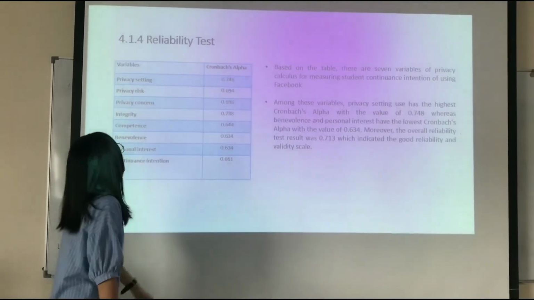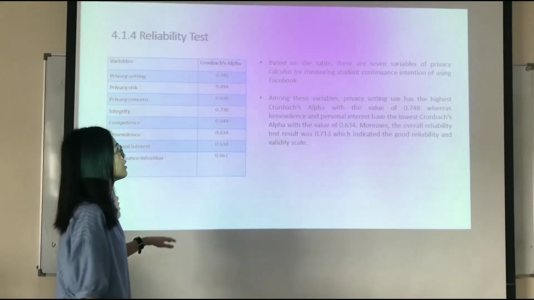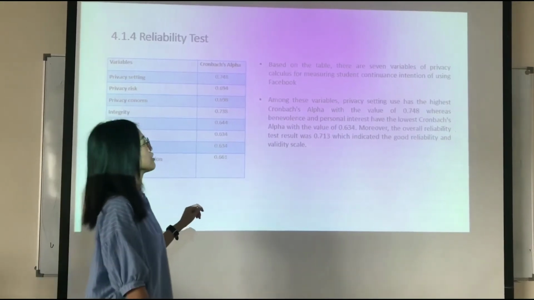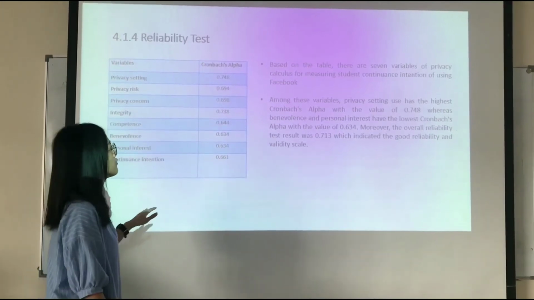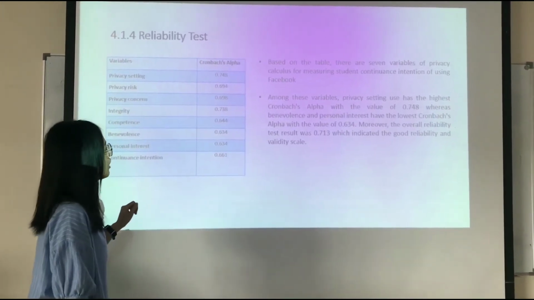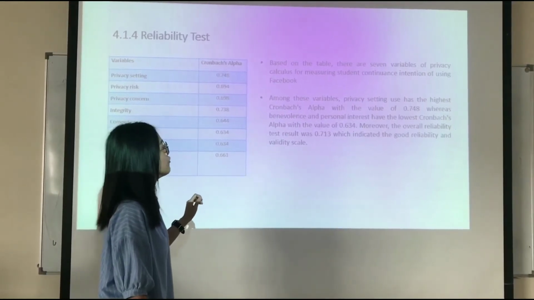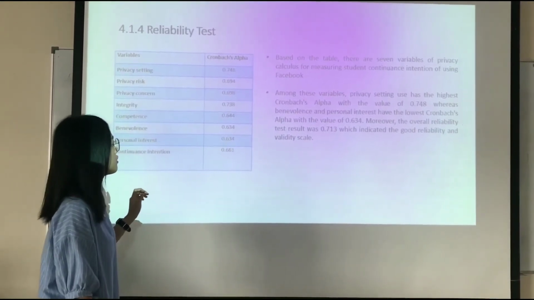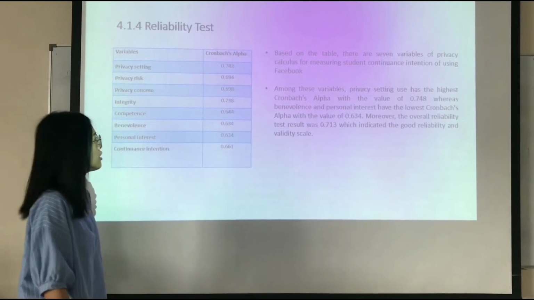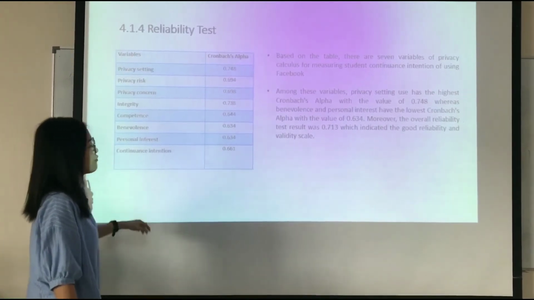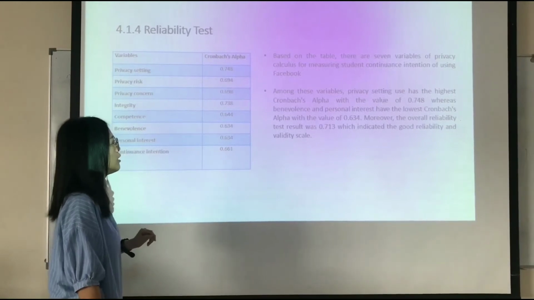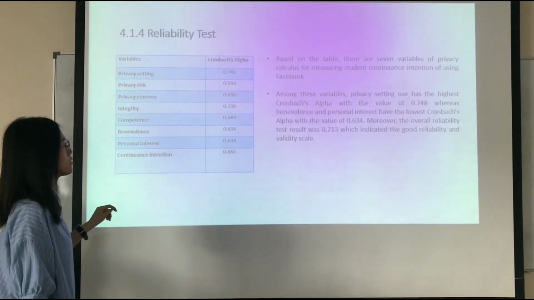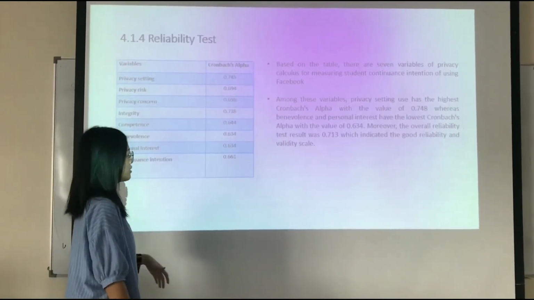The next is the reliability test. Based on this table, there are 7 variables of privacy calculus for measuring students' continuous intention for using Facebook. Among the variables, privacy setting has the highest Cronbach's alpha with a value of 0.7748, whereas benevolence and personal interest have the lowest Cronbach's alpha with a value of 0.634. Moreover, the overall reliability result was 0.713, which indicated good reliability and validity of the scale.